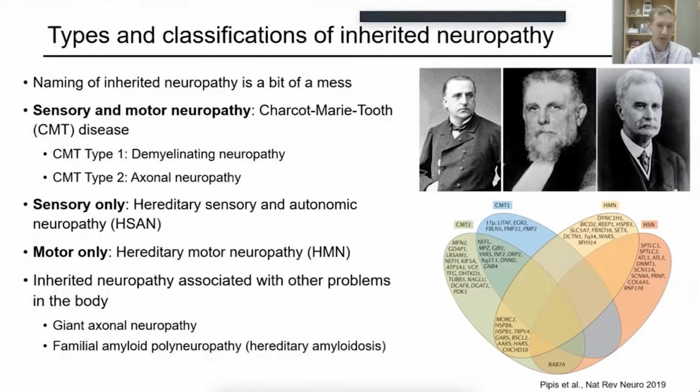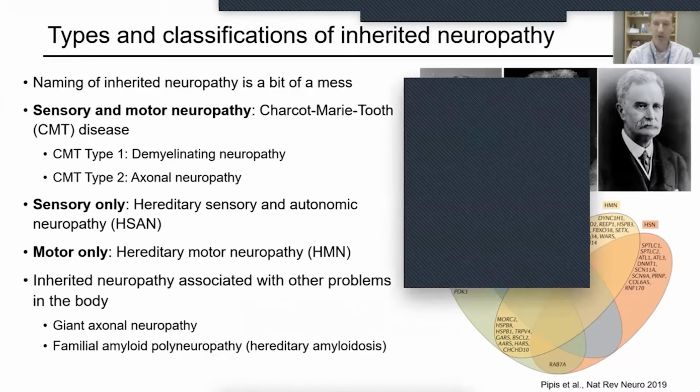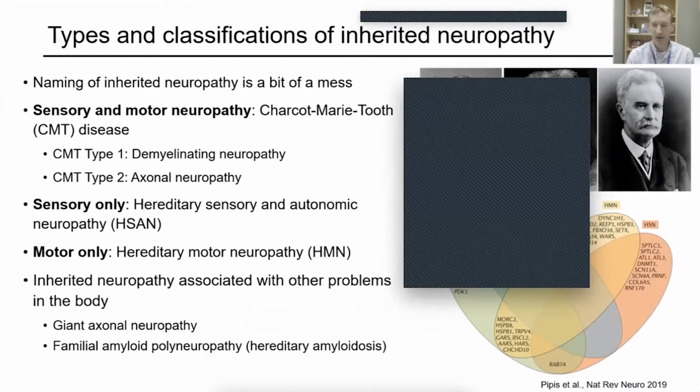Inherited neuropathy can also be associated with other problems in the body. CMT is generally reserved for conditions where neuropathy is essentially the only manifestation, but sometimes there are other multi-organ or multi-system conditions that also cause neuropathy. One of them, giant axonal neuropathy, has a really prominent and severe neuropathy, but there are also manifestations in skin and hair, in the heart, and other tissues. And then an important form of neuropathy, familial amyloid polyneuropathy, also sometimes called TTR neuropathy or hereditary amyloidosis. This is often an aggressive and severe neuropathy, but also has associated heart problems. And as I'll talk about later, this is one for which a treatment was recently developed.